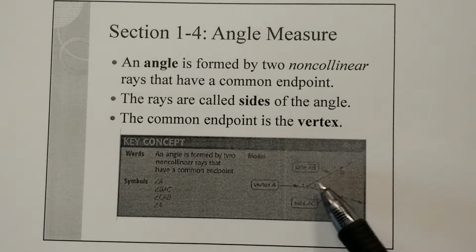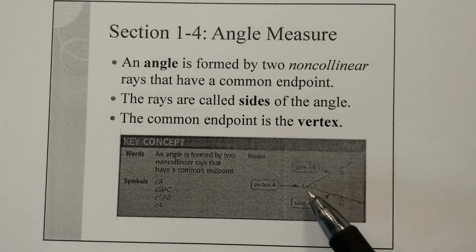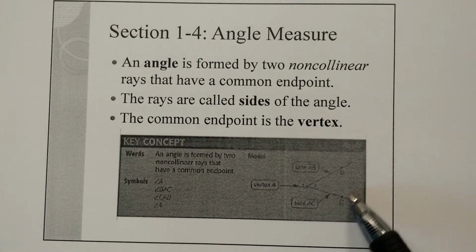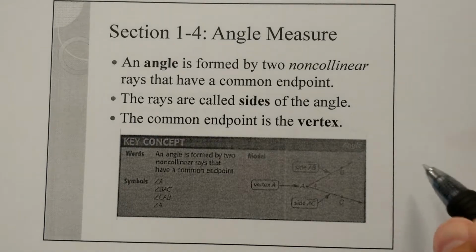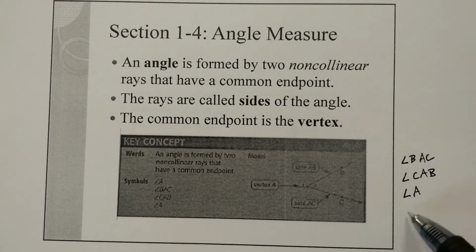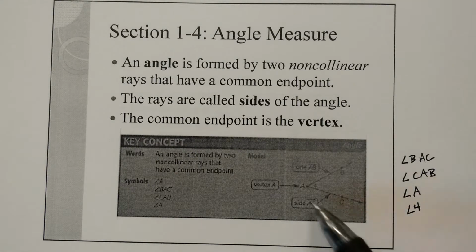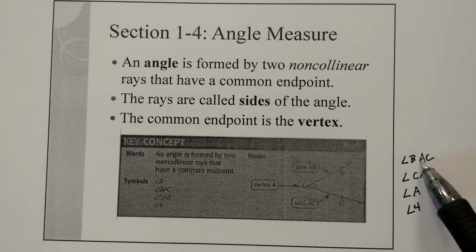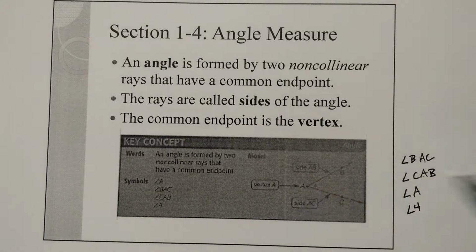So you can see here this angle. It's angle ABC. Actually, it's not angle ABC. It's angle A, or angle BAC, or angle CAB, or, it looks like there's a 4 in there, angle 4. All of those would be possible answers. So angle BAC, angle CAB, angle A, or angle 4. If you notice, when you use all three letters, the vertex always goes in the middle. So the middle letter of an angle is the vertex of the angle.